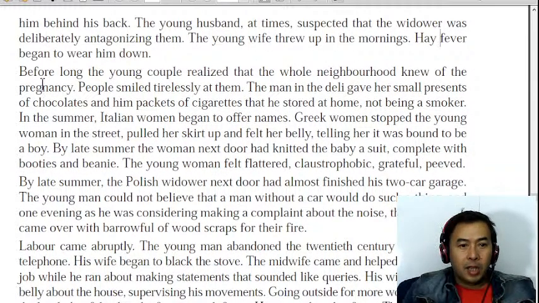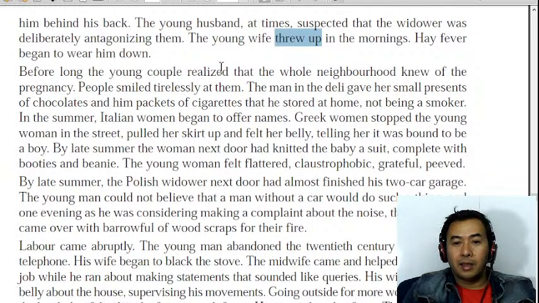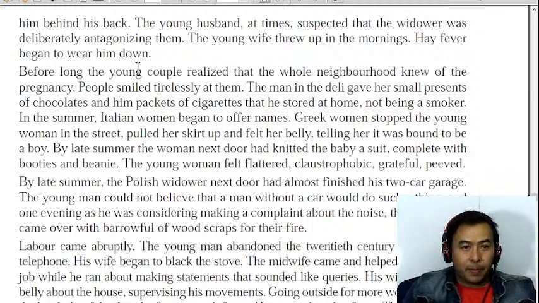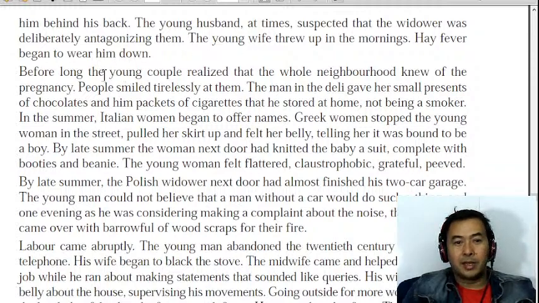Hay fever. Before long, the young couple realized that the whole neighborhood knew of the pregnancy. Now, this is what happens when somebody throws up: we expect that the woman is pregnant. We start thinking that the woman is pregnant. Because one is vomiting, people started realizing that the couple is going to have good news about a new child.